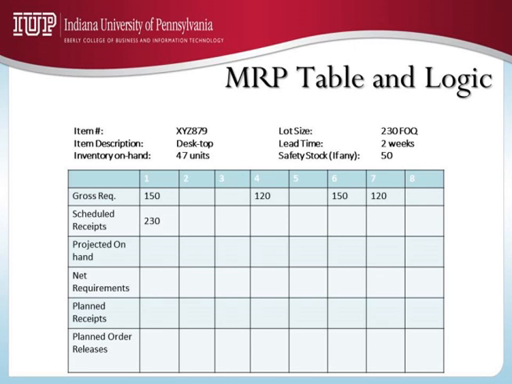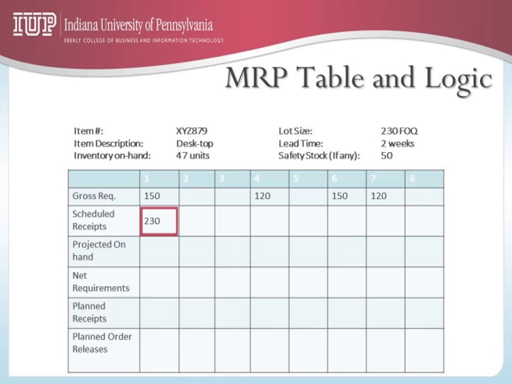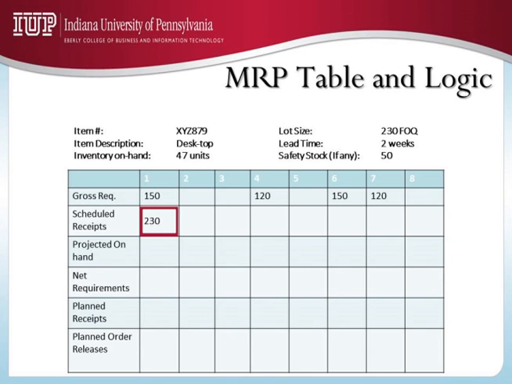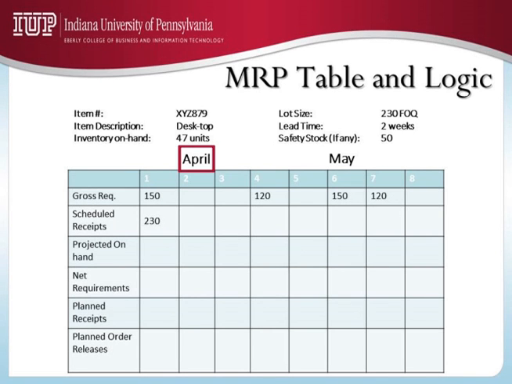We have a planning horizon of 8 weeks, and the gross requirements during these 8 weeks are 150 in week 1, 120 in week 4, 150 in week 6, 120 in week 7. We will see how to obtain that in a few minutes. Now we have a scheduled receipts of 230 here. What do you mean by scheduled receipts? Let's assume that this is April and this is May.